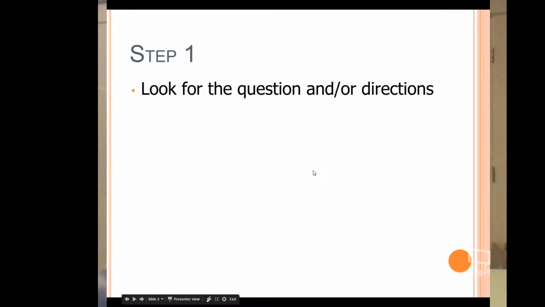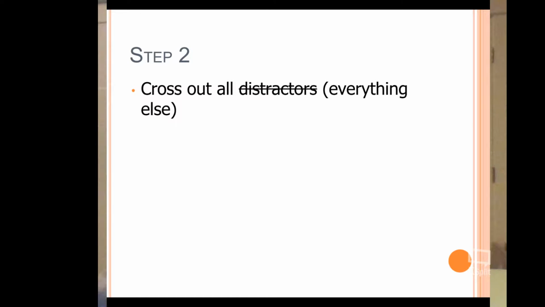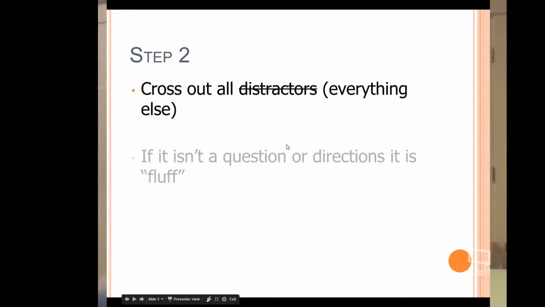Okay, so step 1. You're going to look for the question and or directions, and you're going to circle them. You are literally going to circle them. Okay, so anytime it's asking you a direct question or a direction, you're going to simply circle it. Step 2. You're going to cross out all the distractors, or really everything else. If it isn't a question or direction, it is considered fluff.